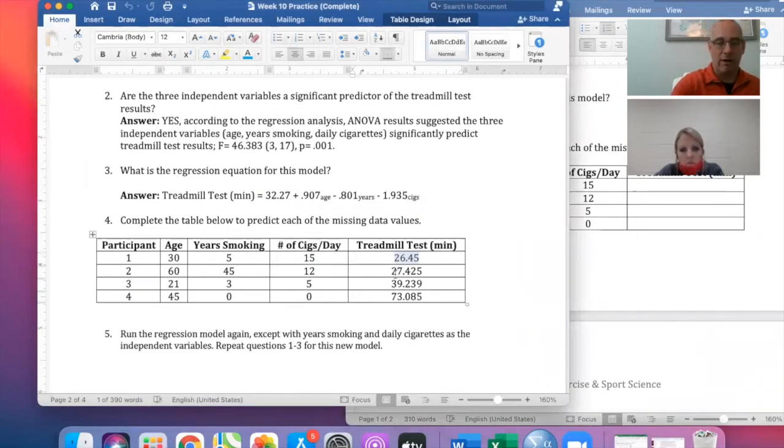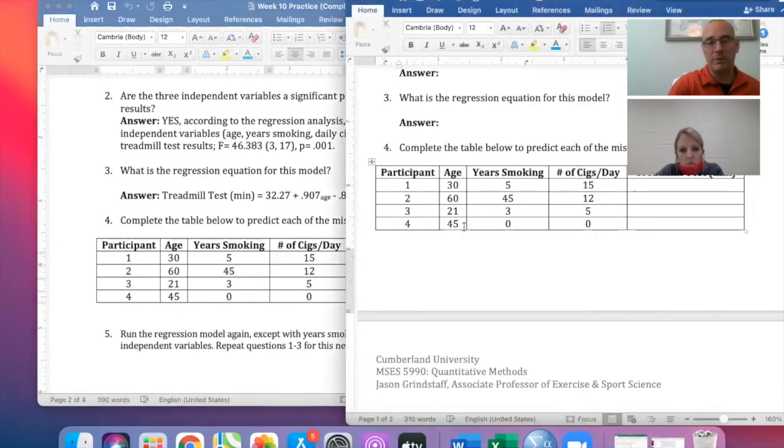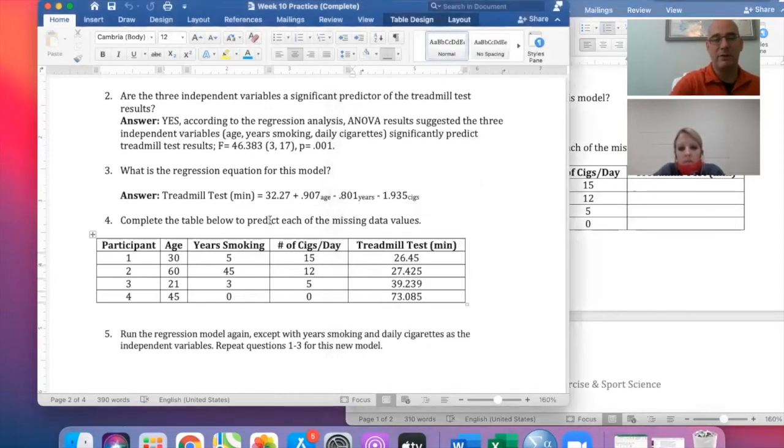So I'll let you work out the others on your own time. Like I said, I'll post these. But what I did for your 4th participant, we're going to say this person doesn't smoke. So they're 45 years old, they've never smoked, and they don't smoke any cigarettes per day. We could still enter that person into the regression analysis, our predictor model. And based on those predictions, they're going to last approximately 73 minutes on this treadmill test.